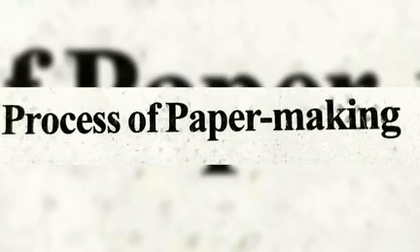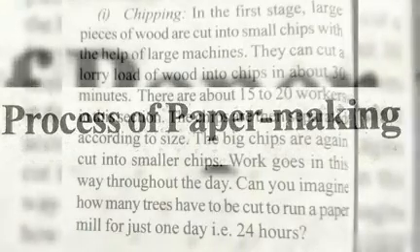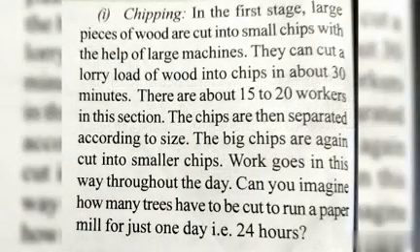What is the first stage here? Chipping. In this first stage, what will they do? They will take a large piece of wood and cut it into small chips. With the help of what? The human workers there won't be able to cut it because it is big wood. So with the help of large machines, they cut it into small pieces.